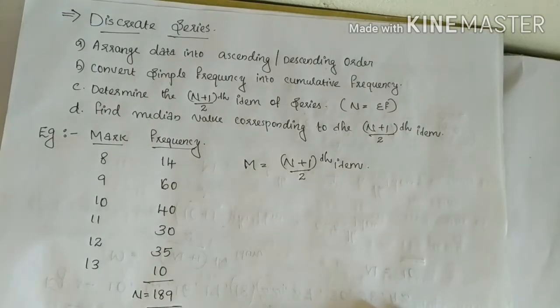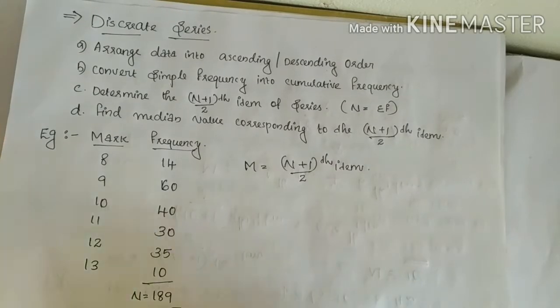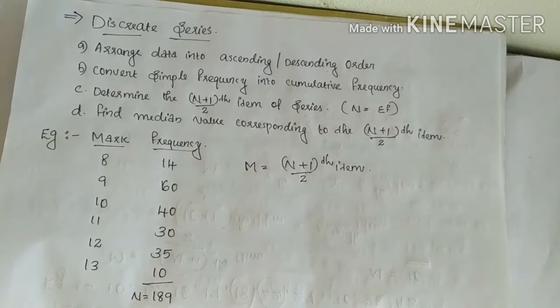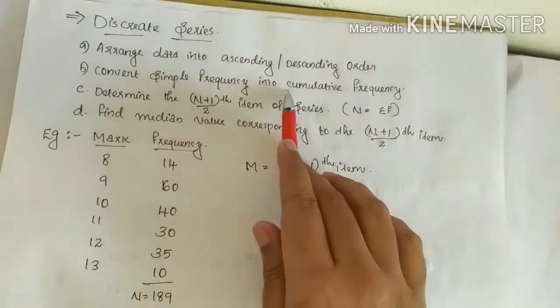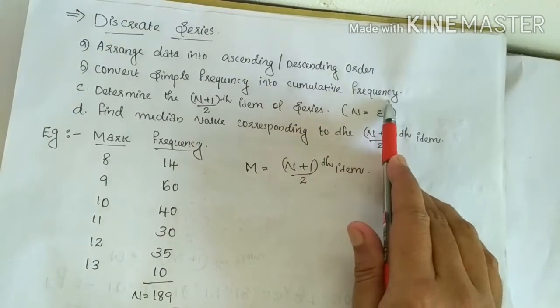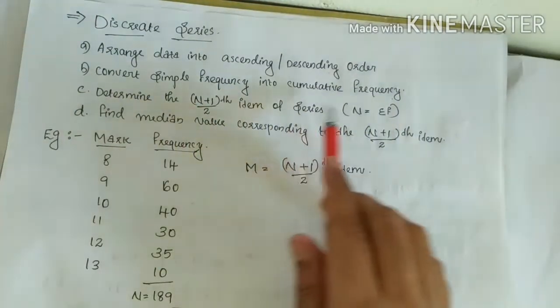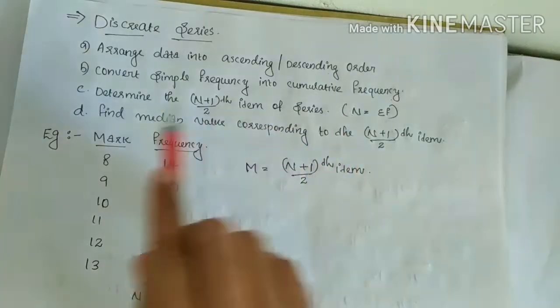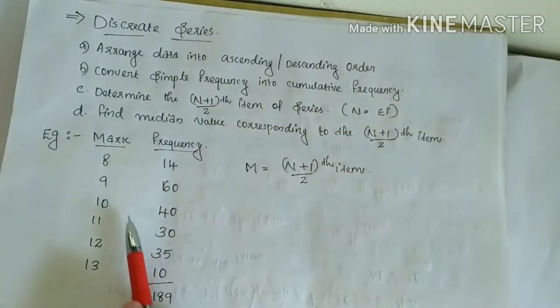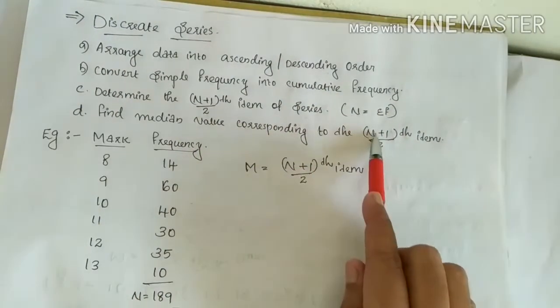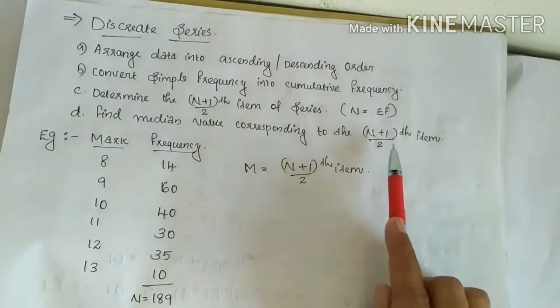Next one, how to calculate median in discrete series. So individual series is over, next one discrete series. In the discrete series, the steps are: arrange the data in ascending or descending order, convert simple frequency into cumulative frequency, determine the (n plus 1) by 2th item of the series. Here the n is the sigma f. Find median value corresponding to the (n plus 1) by 2th item.